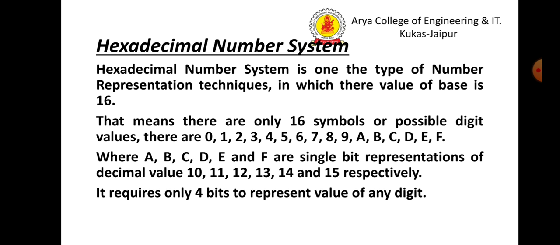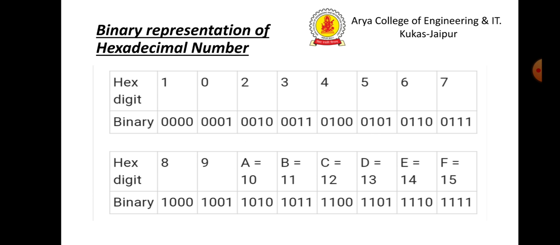What is a hexadecimal number? A hexadecimal number is a representation technique with a base value of 16. Here the digit values are 0 to 9 and then A, B, C, D, E, F. A is for 10, B is for 11, C is for 12, D is for 13, E is for 14 and 15 for F. Here, as 2 raised to power 4 is equal to 16, 4 bits representation is required.